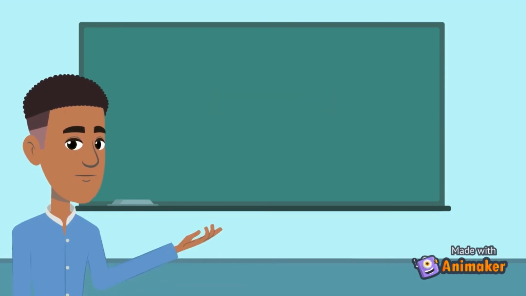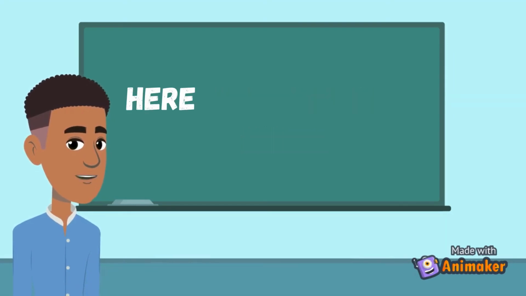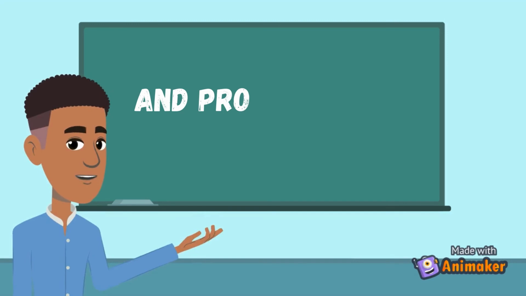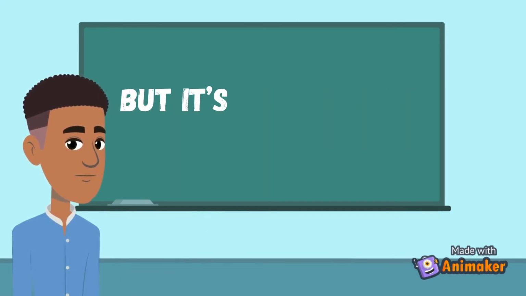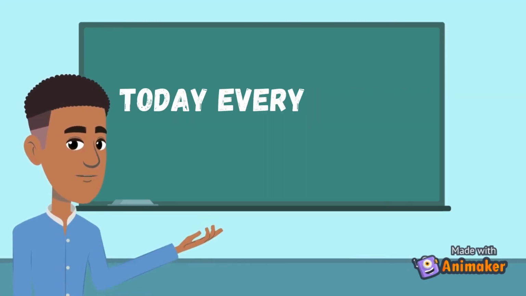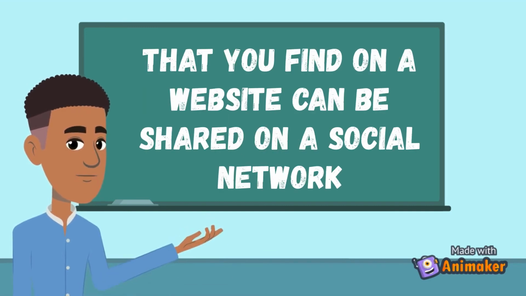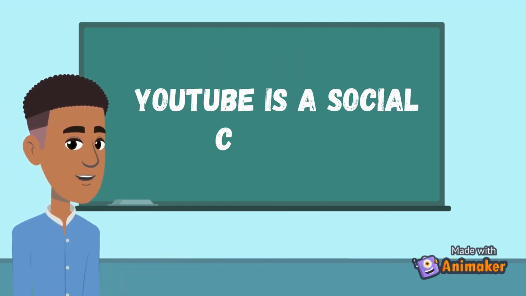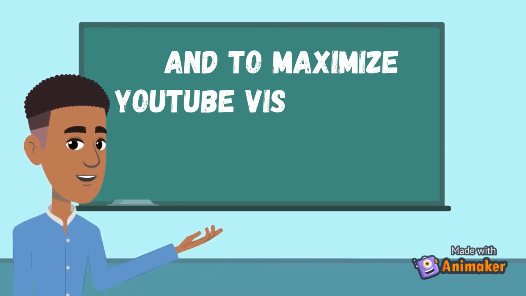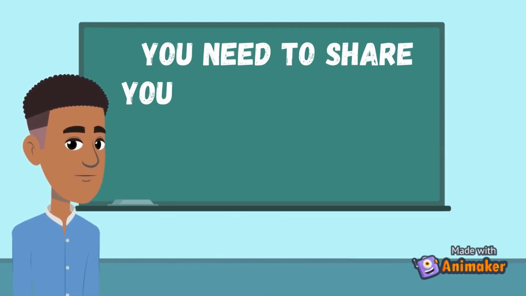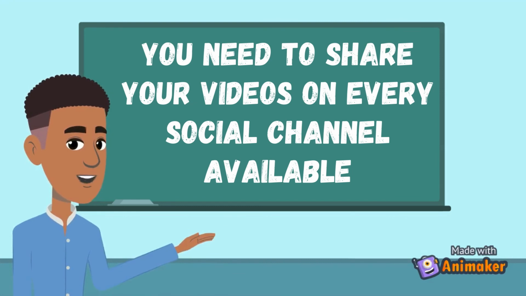Number 6. Share on social media. Here, the concept is simple and probably a bit obvious, but it's an important point. Today, every piece of information that you find on a website can be shared on a social network. YouTube is a social channel. And to maximize YouTube visibility and SEO, you need to share your videos on every social channel available.